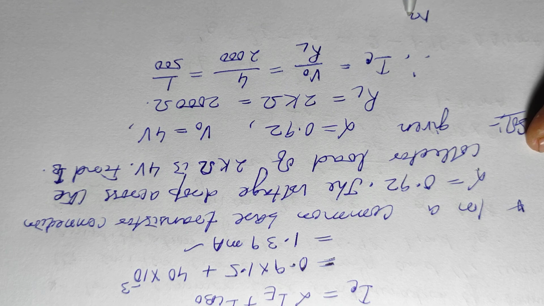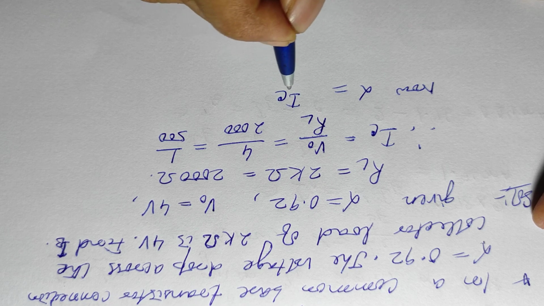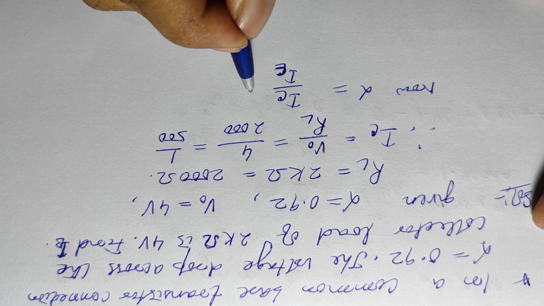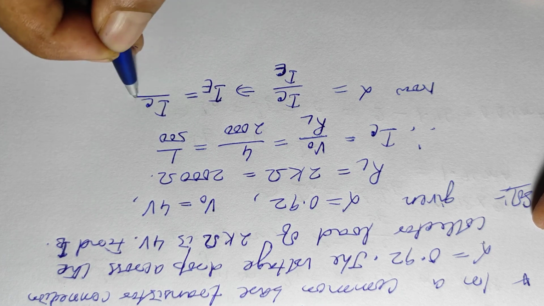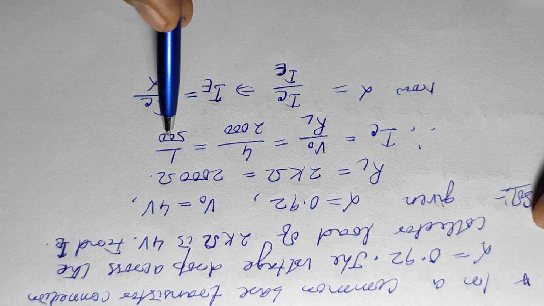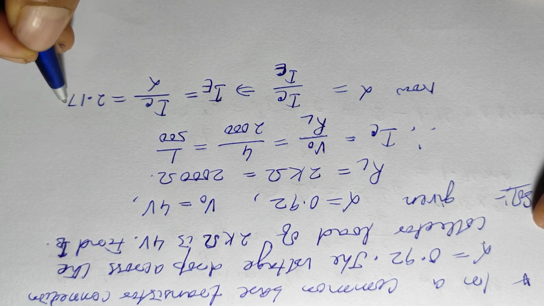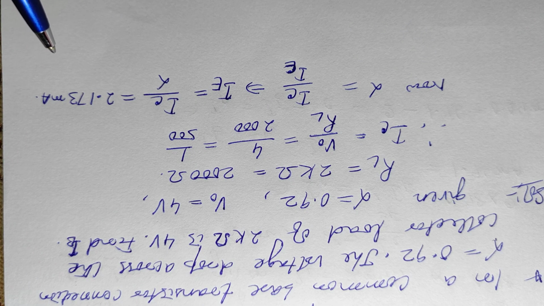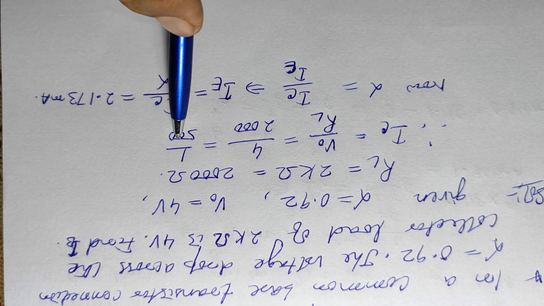Now your alpha is equal to IC by IE. So it implies IE is equal to how much? Tell me. IE is equal to IC by alpha. So alpha is known, IC is known. So putting the value, you will get 2.173 milliampere. So this is the value of IE. So IE is known. Now IC also known.